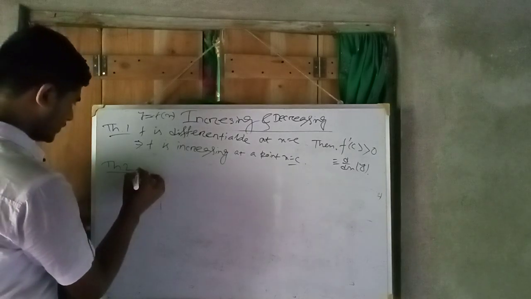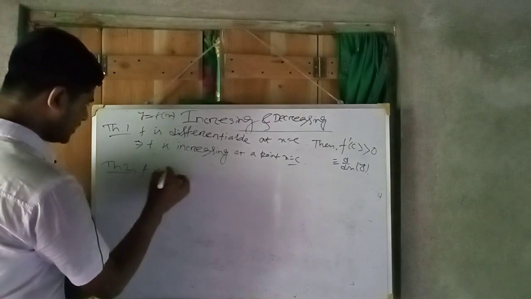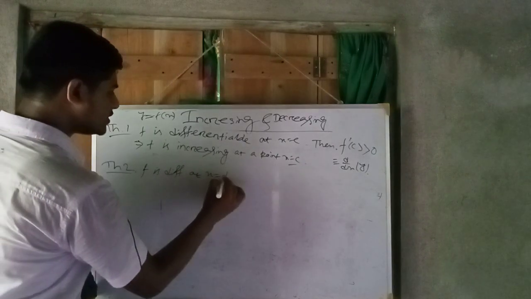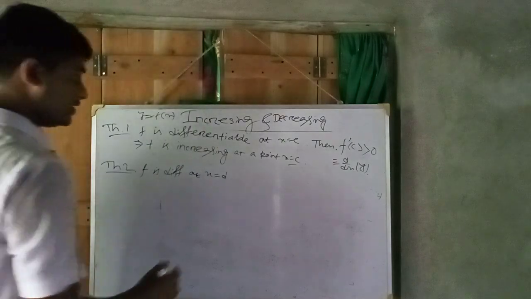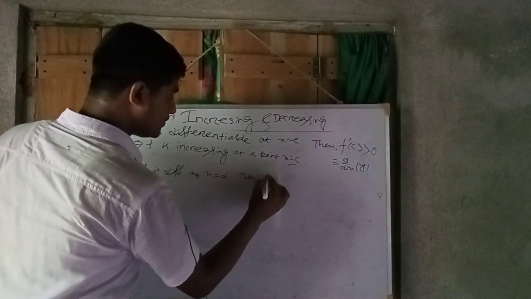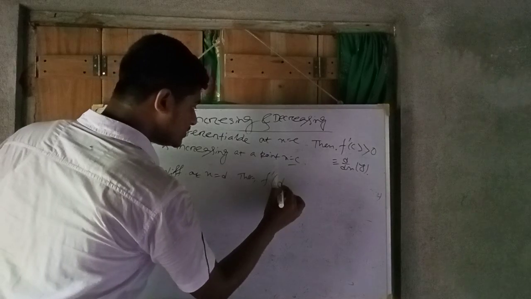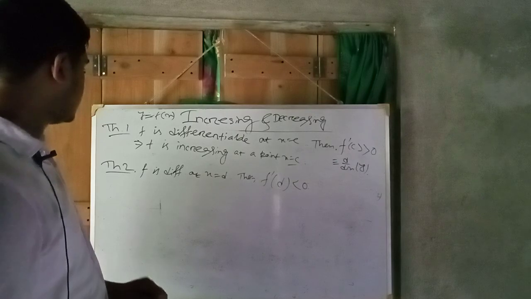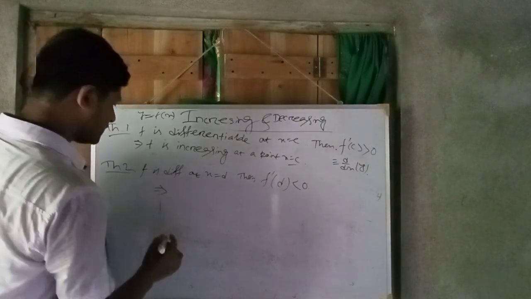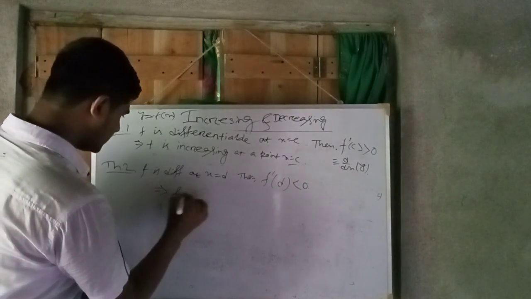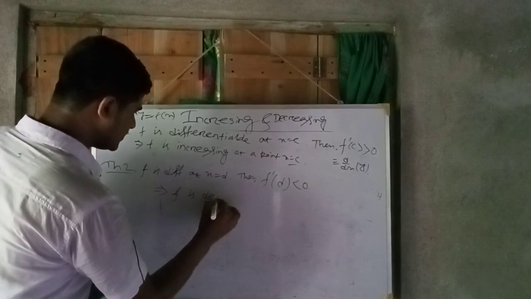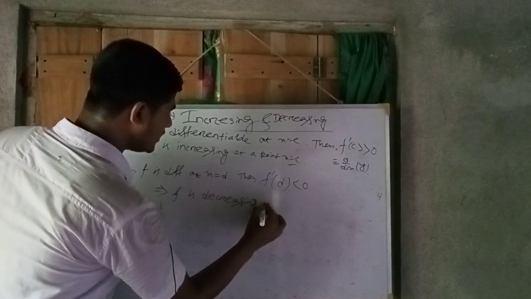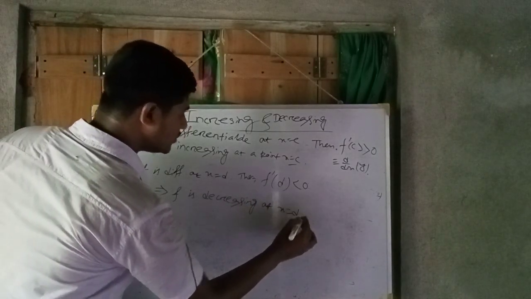Now theorem 2. f is differentiable at, suppose, x equals d, then f dash d is less than 0. This gives the result f is decreasing at x equals d.